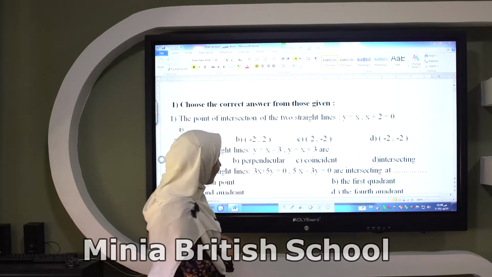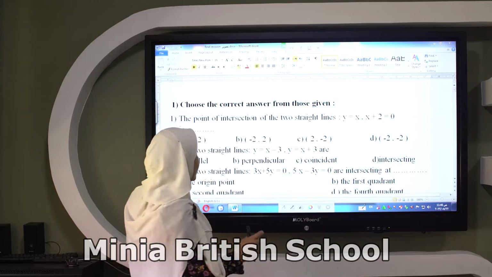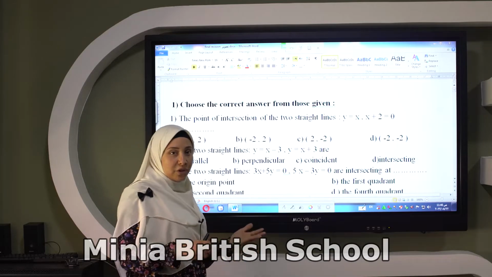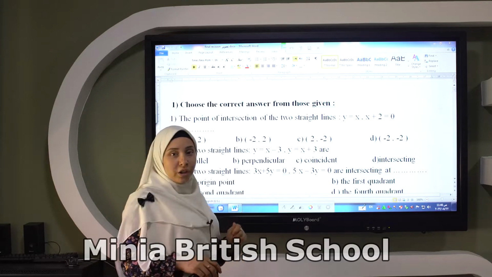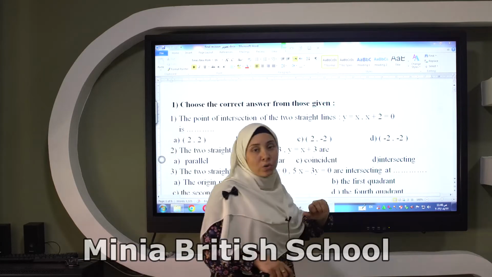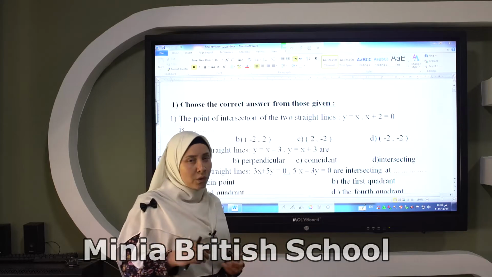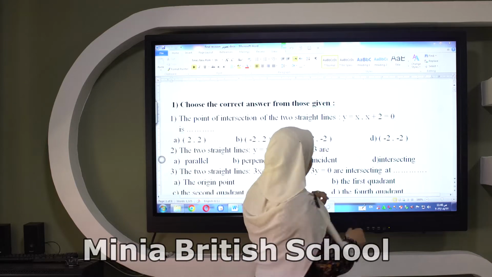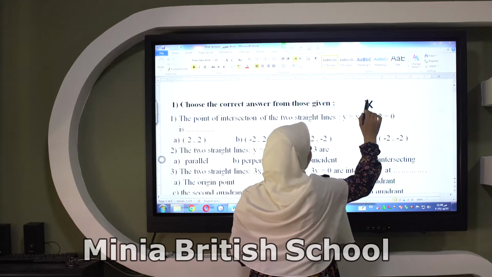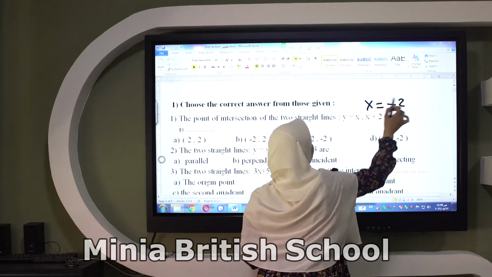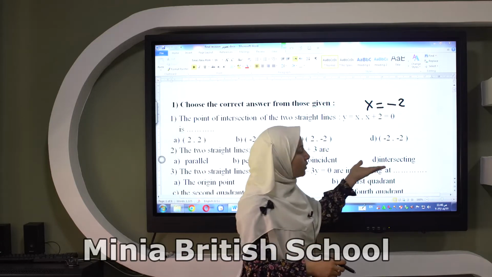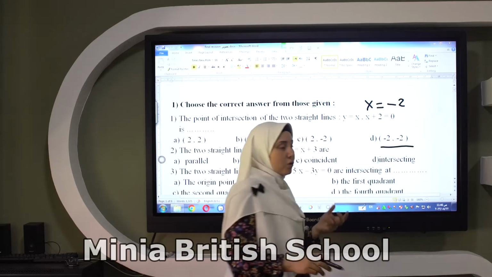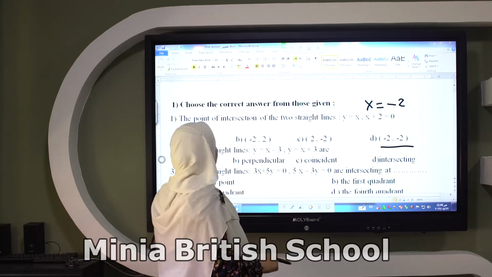Let's go. The first type of the question is a choose, okay? The first point: the point of the intersection of 2 straight lines, y equal x and x plus 2 equals 0. Then the point equals what? In the second equation, you have x plus 2, so x equal negative 2, where x equal y, so the point is negative 2 and negative 2, the ordered pair (-2, -2).